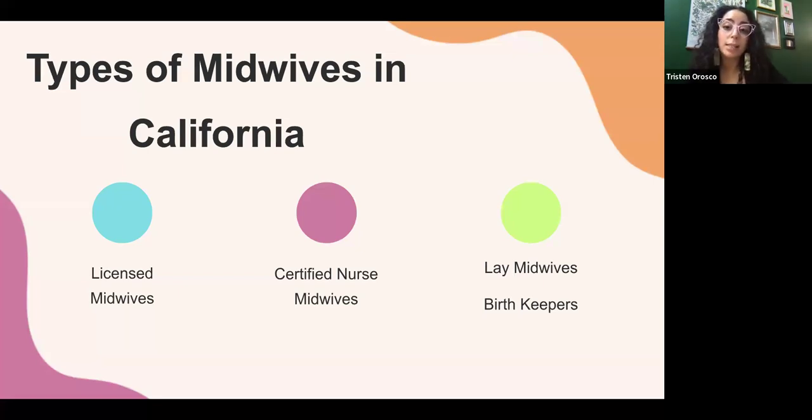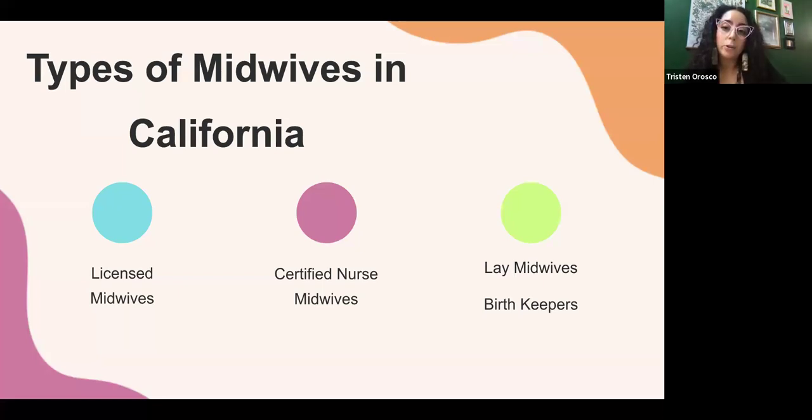Most of the licensed midwives in California went to a MEAC accredited school, which is anywhere from 2 to 4 years. They took a national exam and were able to get licensed in the state. Now, certified nurse midwives are governed by the Nursing Board of California, and they can be found in hospitals, birthing centers, and at home as well.